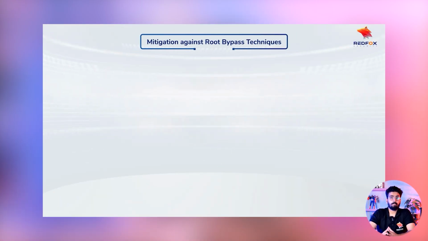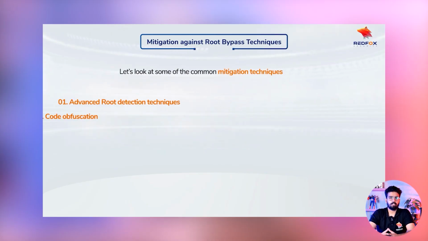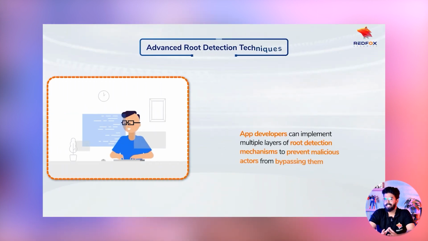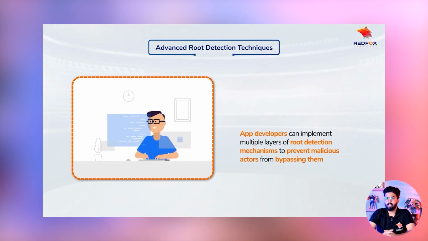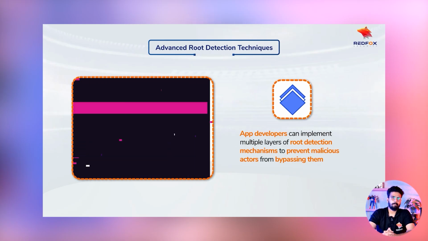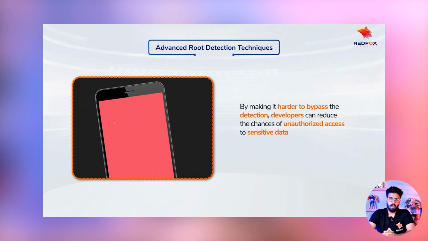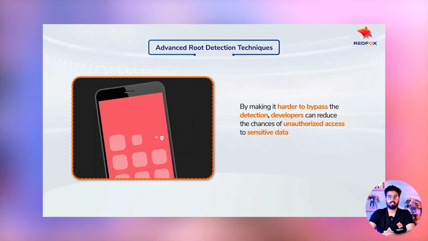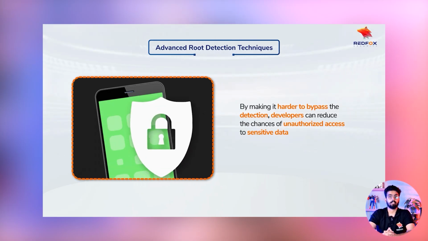Mitigation against root bypass techniques. Let's look at some of the common mitigation techniques. Advanced root detection techniques. App developers can implement multiple layers of root detection mechanisms to prevent malicious actors from bypassing them. By making it harder to bypass the detection, developers can reduce the chances of unauthorized access to sensitive data.